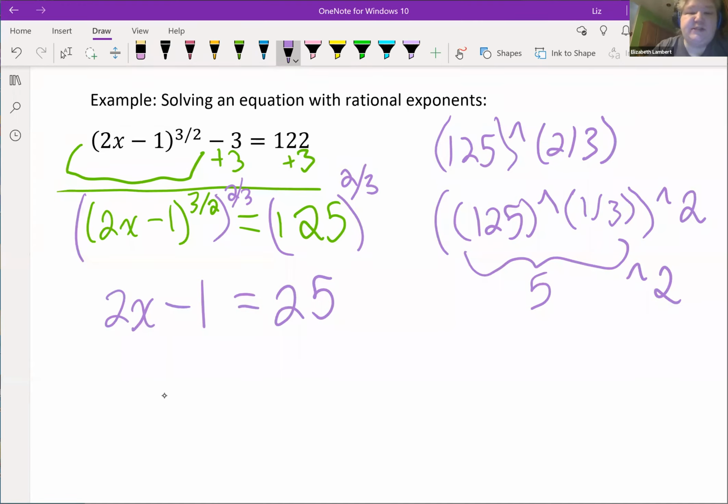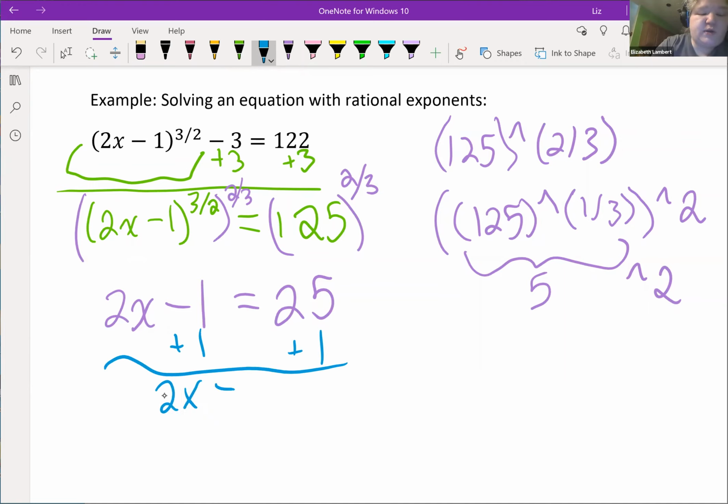And now we just keep solving like a normal equation. Add the 1, add the 1. 2x equals 26 now. Divide by 2. And x is the weird, unlucky 13. But it's a card number, so it's not horribly unlucky. And what do we have to do next? Check. Highly recommend the calculator for checking here.